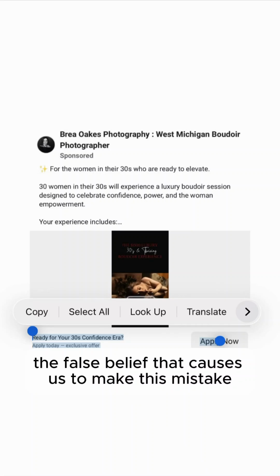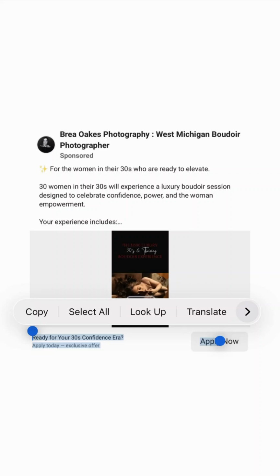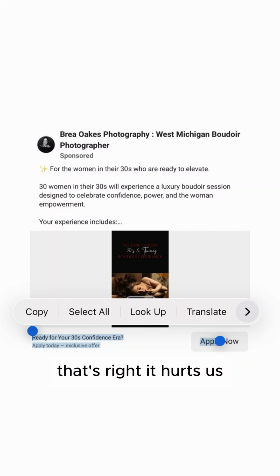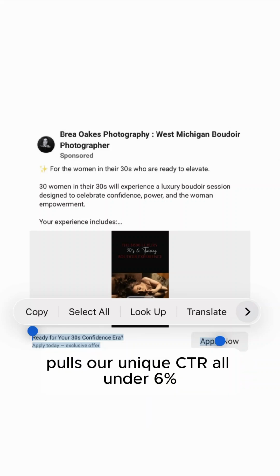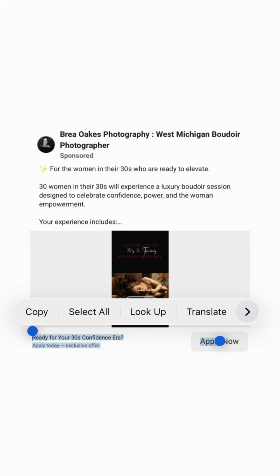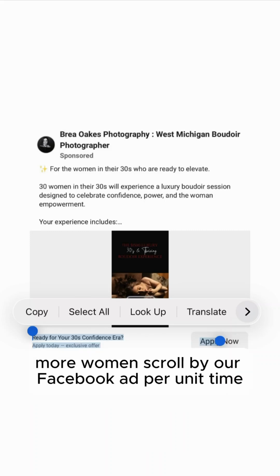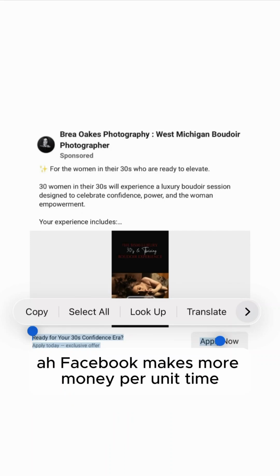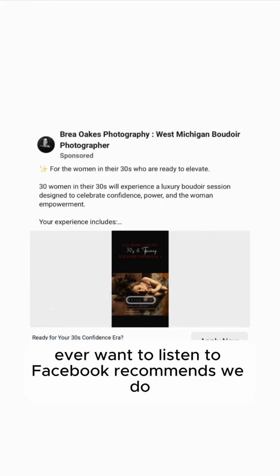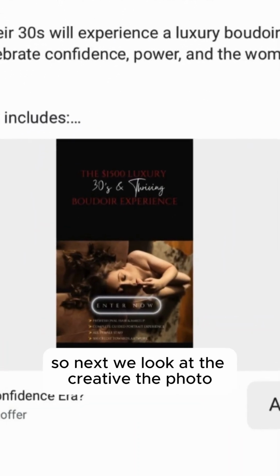The false belief that caused us to make this mistake is that we trust what Facebook tells us to fill out for our ads, believing the ad fill out process is what we should fill out for our ads. And that is 100% incorrect. Facebook recommends those things because it helps Facebook and actually hurts us. That's right, it hurts us. It causes more women to scroll by our Boudoir Facebook ads, pulls our unique CTR under 6%, increases the probability we have BLCS, and wastes our money. But guess what? More women scroll by our Facebook ad per unit time, so Facebook can serve more ads per unit time and makes more money per unit time, while we may waste more money per unit time. We never ever want to listen to what Facebook recommends.